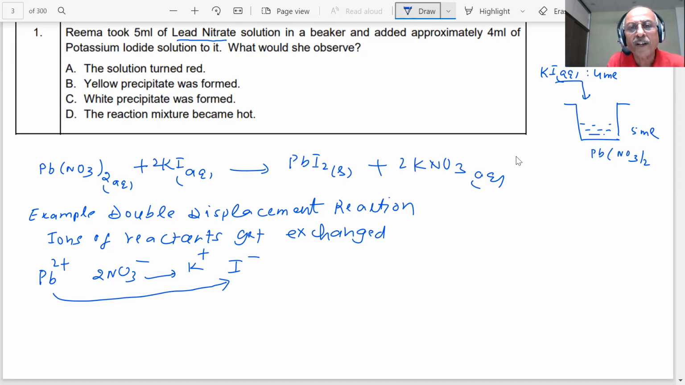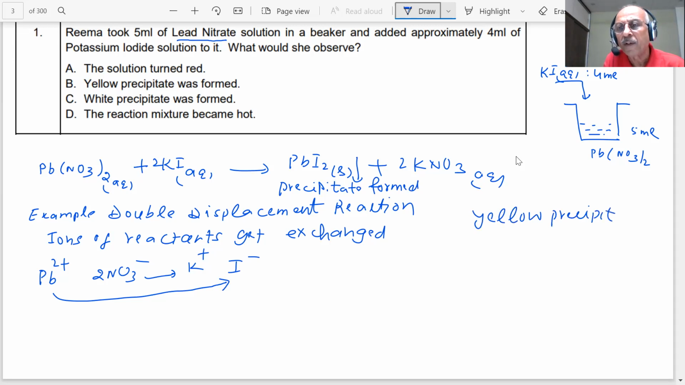Now you can see that, student, this is a precipitation reaction. Here a precipitate has been formed, and you know what is the color of this precipitate? Lead iodide solid. The color of the precipitate is known to you, students. This is a yellow precipitate. Therefore, the answer A is not correct. B is the correct answer, that there is a formation of yellow precipitate. I am coming to the next question.